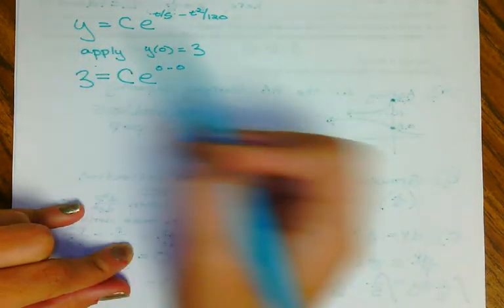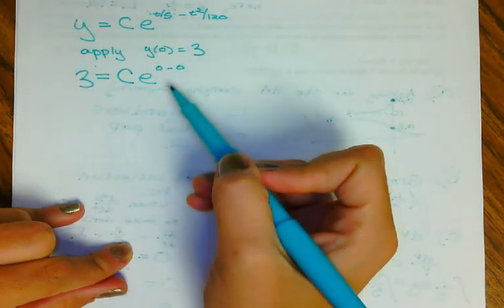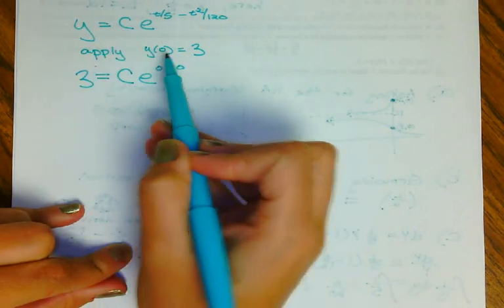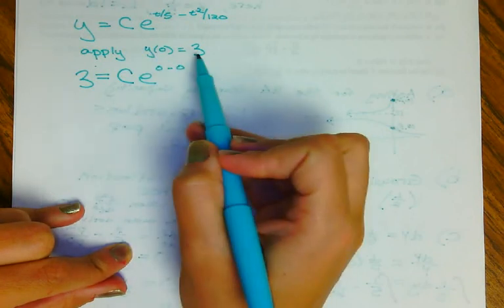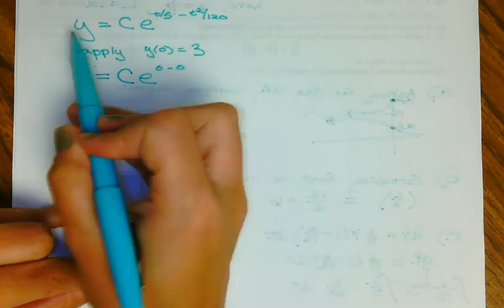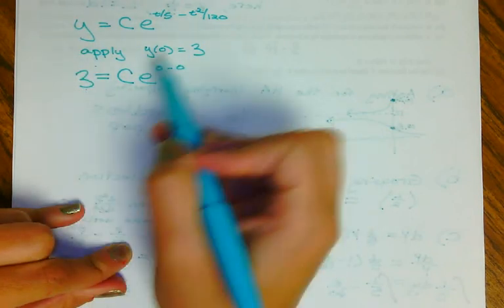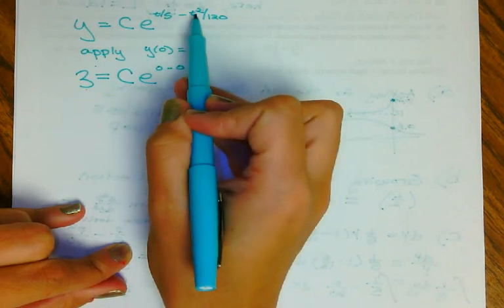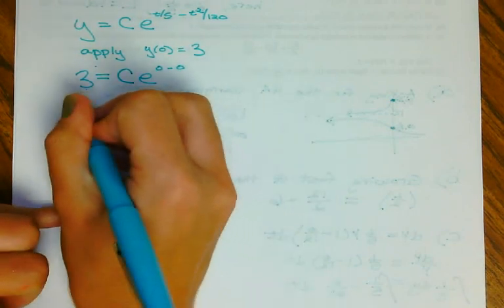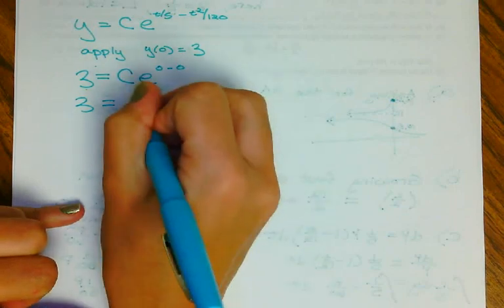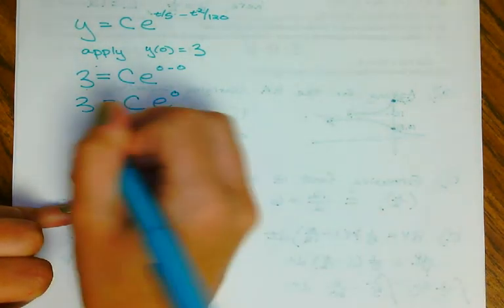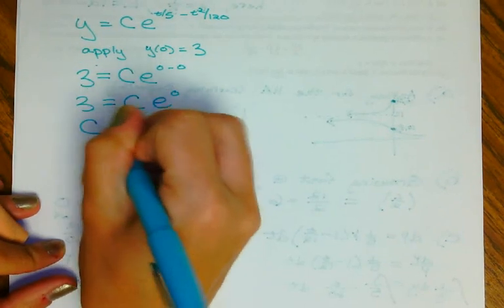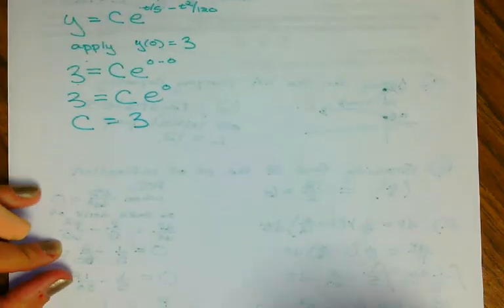In order to get just a y equals equation where t is the only variable, I want to solve for c. You do that by applying your initial condition. They said that at time 0, the population was 3. So I take that 3, plug it in for y, and take t equals 0 and plug it in there. And we know that 0 minus 0 is 0, and e to the 0 is 1. So essentially that tells us that c equals 3.